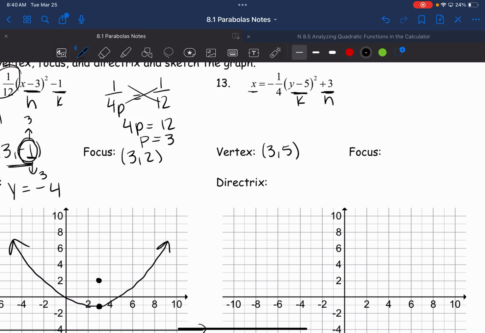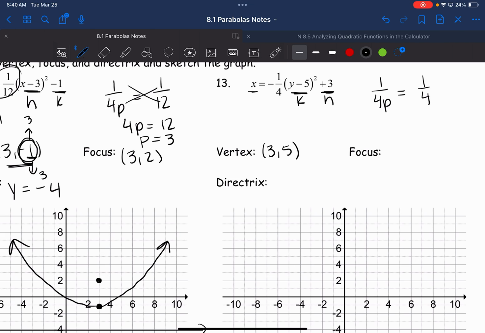Set our A value equal to 1 over 4P. Right. Okay, something I want to remind you guys of. The negative does what to our equation? Flips it, right, reflects it. So I don't need to put that part in the proportion that I set up. I just need the number value. Because we know the negative isn't the actual A value, it's just telling us that our graph is reflected, okay?